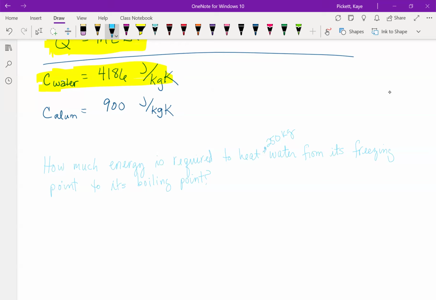So we're going to take our nice ice water, except it doesn't have ice in it yet, because that's going to be a different lesson. It's just from its freezing point to its boiling point. Well, the freezing point of water is 273 Kelvin, or 0 degrees Celsius. And the boiling point of water is 373 Kelvin, or 100 degrees Celsius.